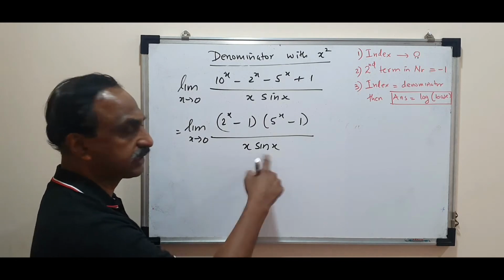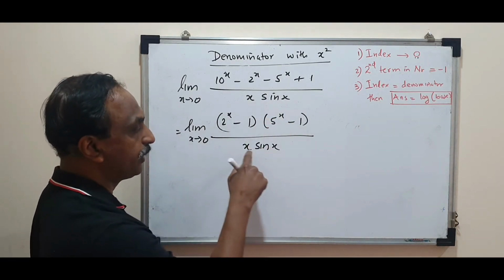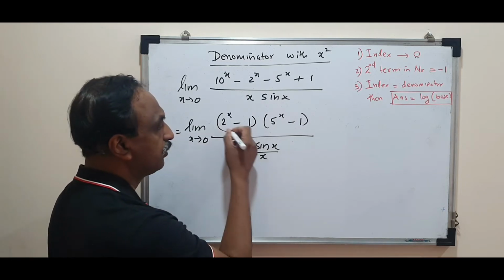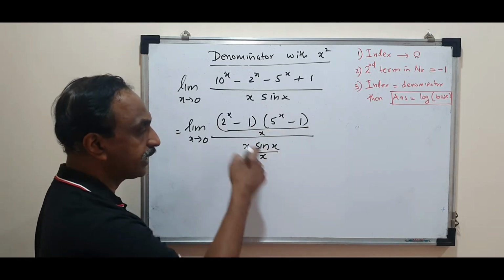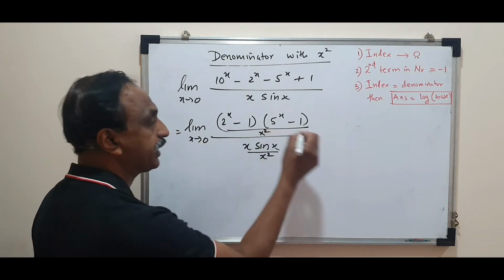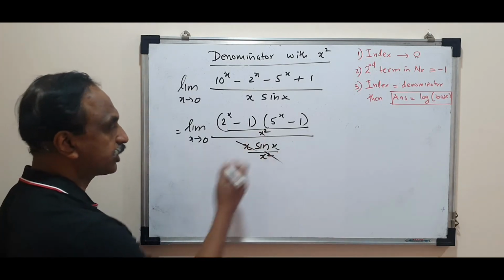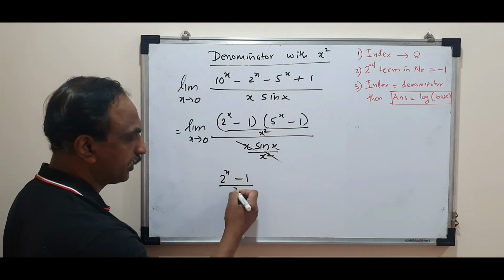Now, x sin x can be made into the formula only if you have x square in the denominator, because if I divide only by x, what will happen? Only by x, this will get cancelled. So I cannot apply sin theta upon theta. So I need to divide numerator and denominator by x square. 1x will go away. Now this x square will be distributed in this manner.